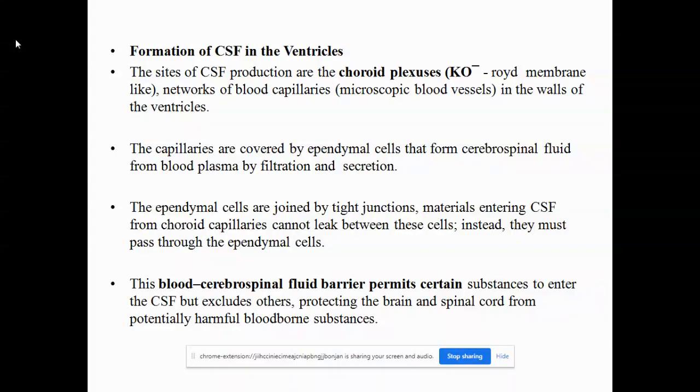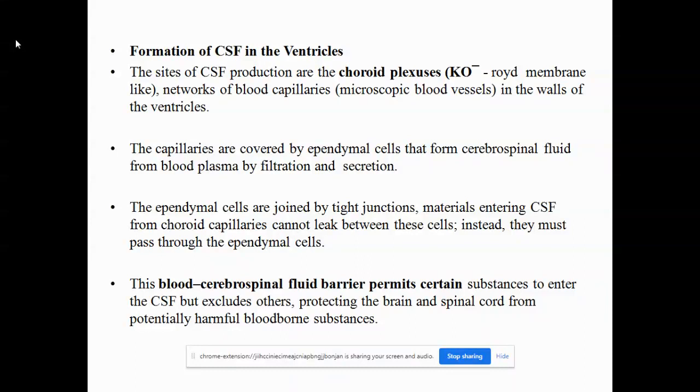They do not allow certain materials to pass through or get transported. So they're joined together by tight junctions. So they are very, very important. So materials entering CSF from choroid plexus or choroid capillaries cannot leak between these cells. Instead, they must pass through the ependymal cells, which are guarded by tight junctions. So the transport is very, very specific. So the blood cerebrospinal fluid barrier only permits certain substances to enter the CSF, not all the substances.